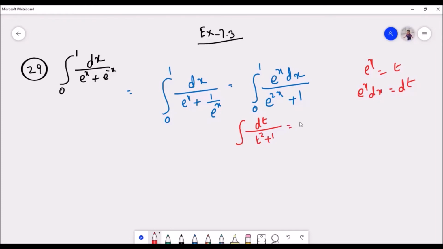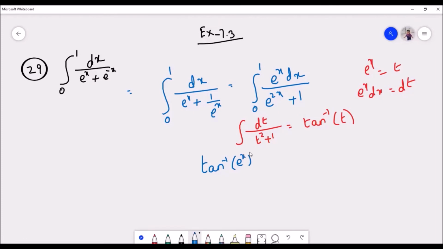So this is nothing but integration of dx by x square plus 1, which is tan inverse of x, here tan inverse of t. There is no need to write c because we are going to evaluate definite integrals. Now replace this t as e power x. We have done the integral now, so we are writing the answer. The answer is tan inverse of t, which should be replaced by e power x.